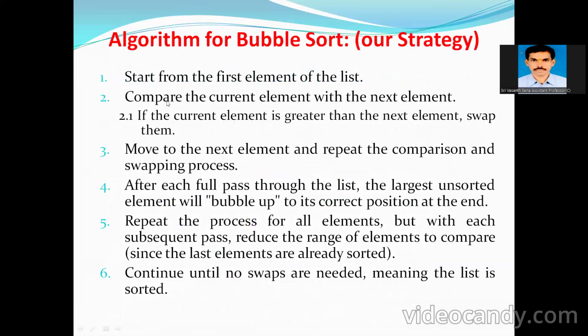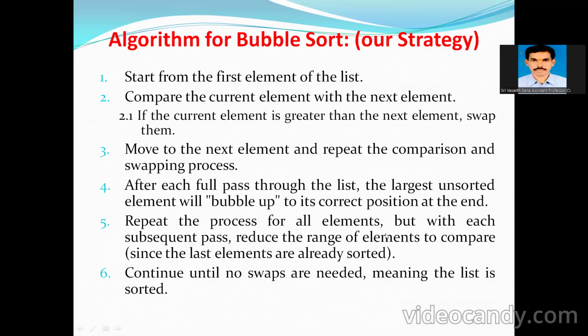So by using bubble sort, start from the first element of the list, compare the current element with the next element. If the current element is greater than the next element, swap them. Interchange these two elements by using the swap. Move to the next element and repeat the comparison and swapping process. After each full pass through the list, the largest unsorted element will bubble up. So whatever the highest weight element is goes to the last position after each iteration. I repeat this process for all the elements, but with each subsequent pass, reduce the range of elements to compare.